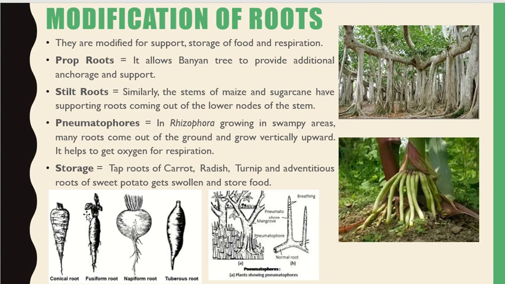Now the next example is of radish. Here you can see this is a fusiform root. Now the third example is of turnip. Here you can see it has taken a napiform form. And the last example is of adventitious roots, which occur in sweet potato. And here you can see that the roots get swollen and they store food.